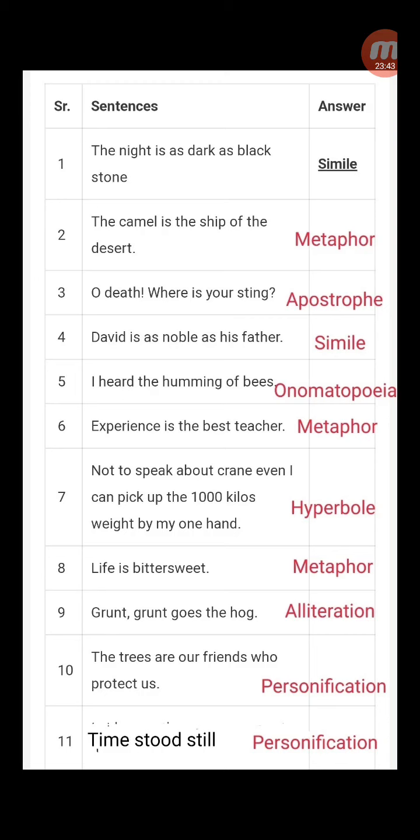Let's start. The night is as dark as black stone. Simile. Camel is the ship of desert. Metaphor. Oh death, where is your sting? Apostrophe. David is as noble as his father. Simile. I heard the humming of bees. Onomatopoeia. Experience is the best teacher. Metaphor. Not to speak about crane, even I can pick up 1,000 kilos. Hyperbole. Over exaggerated statement.